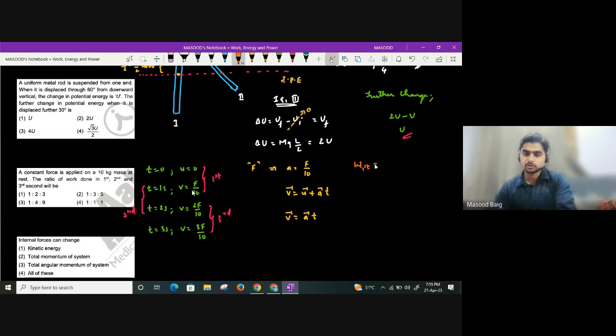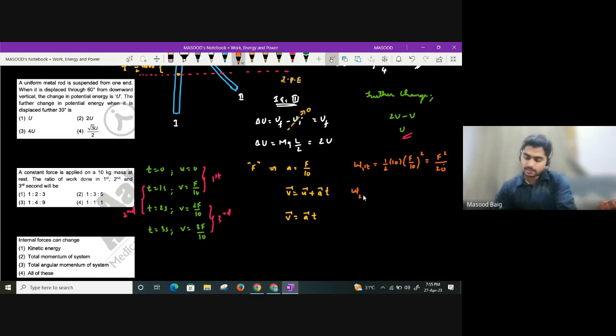Initial kinetic energy is anyhow 0. What are we going to get? Half into 10 into F by 10 whole square finally. Yes or no, all of you will get it as F square divided by 10 and 10, 20, in the first second.